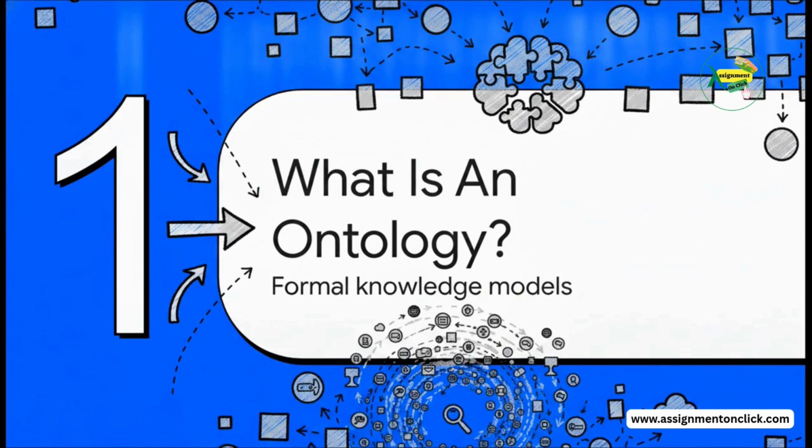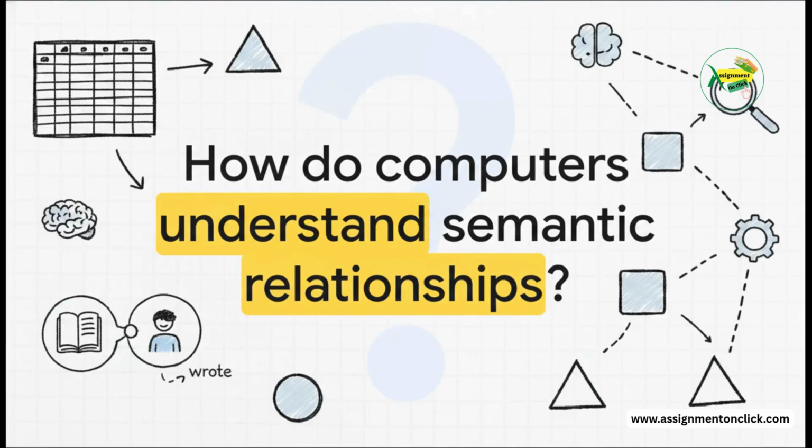What is an ontology? Let's talk about formal knowledge models. So, have you ever actually wondered how a computer understands what things mean? Like going beyond just hoarding isolated records in a database. Think about a regular spreadsheet. It holds data, sure, but it doesn't intuitively know that the author listed in column A actually wrote the book in column B. To the computer, it's literally just text.